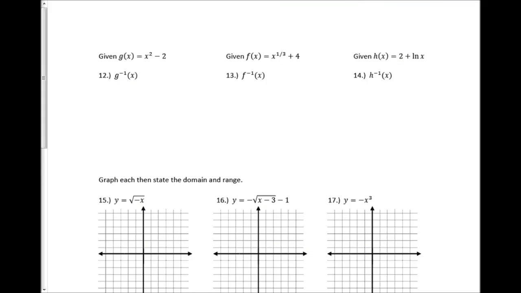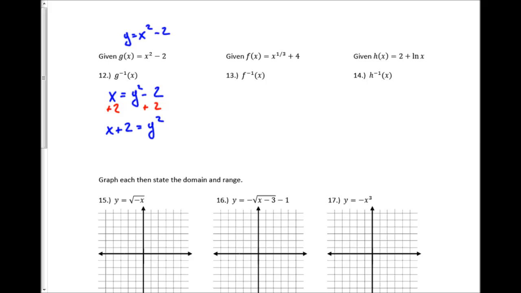Okay? If I look at the next one, it asks me to find the inverse. And remember, this is like saying y equals x squared minus 2. So to find the inverse, I just switch the x and the y values, and I solve for y. So here, if I switch x and y, that's going to be x equals y squared minus 2. And now I'm going to solve this one for y, so I'm going to add the 2 to each side. I end up with x plus 2 equals y squared.